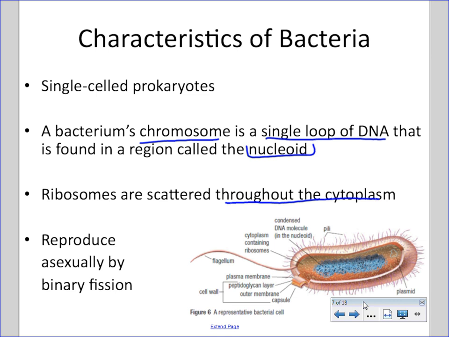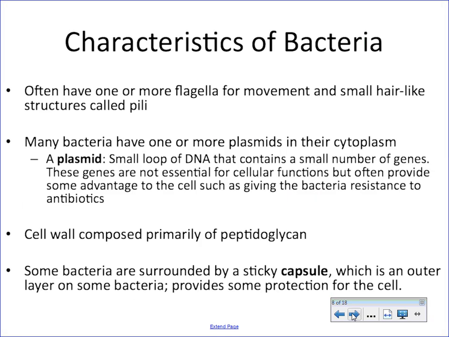So the diagram here goes through some of the common structures that you'd find in a bacterium, and we'll run through what all these structures are. Some of the common characteristics of bacteria is that they often have one or more flagella for movement. The flagella are basically like a tail-like structure that allows for movement. The flagella will move back and forth and allow that bacteria to move from one position to another.